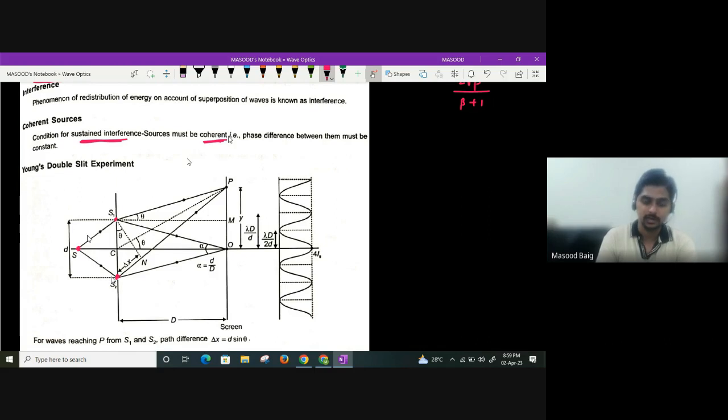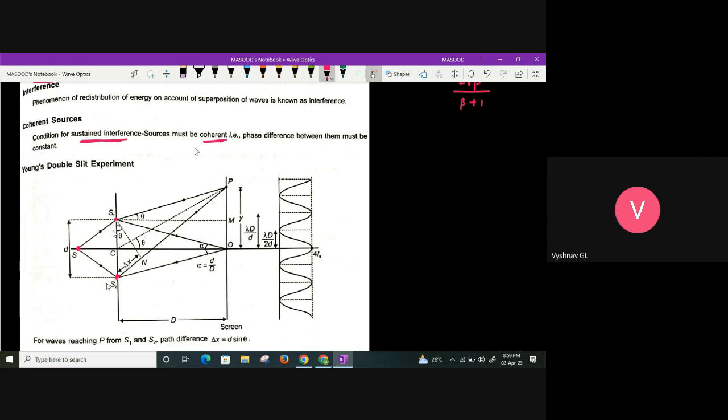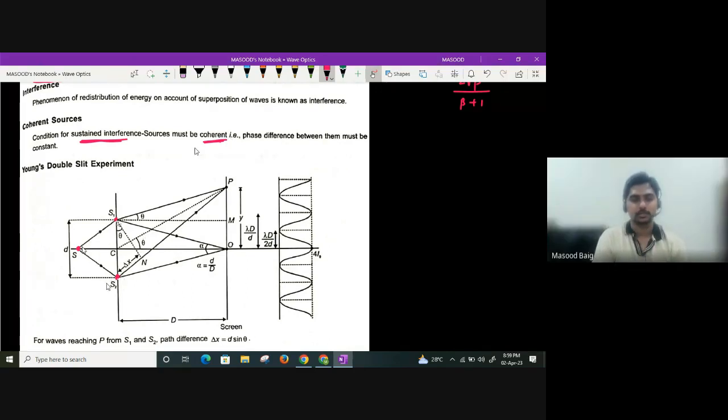From the source, light will come, guys. You can consider one light wave like this, and another light wave like this. S to S1, S to S2, same distance. Yes, you will get the same distance. S1 to O, S2 to O, same distance. Yes. Right, so before reaching the slits S1 and S2, they will travel the same distance.